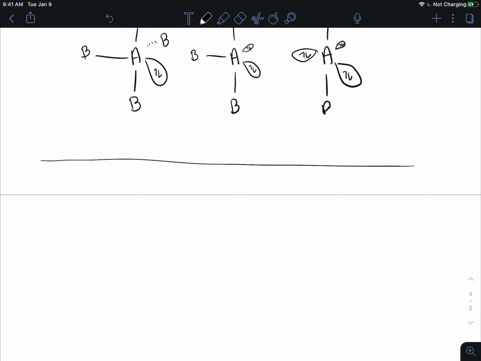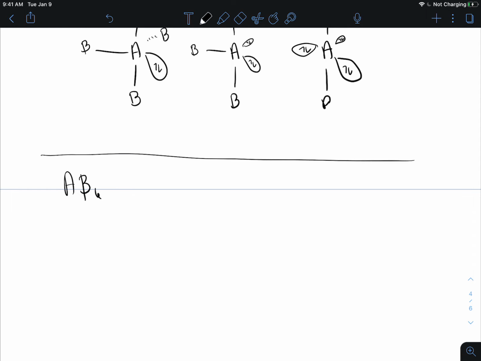Last electron domain geometry we want to look at is an AB6 structure, so 6 electron domains around a central atom. So when we've got our 6 electron domains around our central atom, it's going to look like this. We have our central atom A and our electron domains like so. Each one of these is going to be an equivalent site, and they're all going to be 90-degree bond angles.